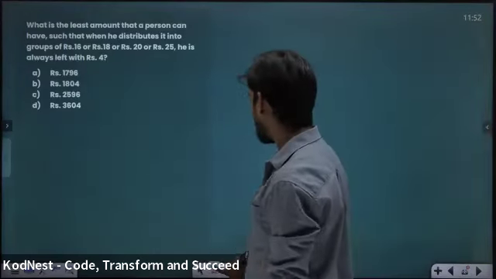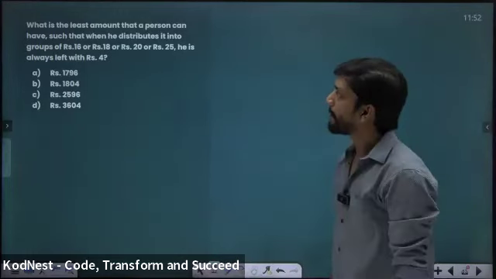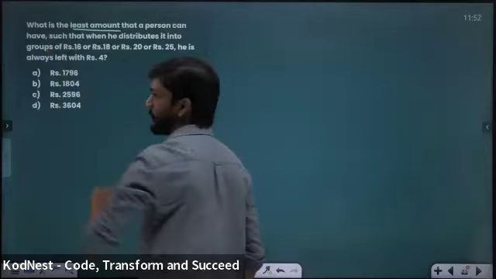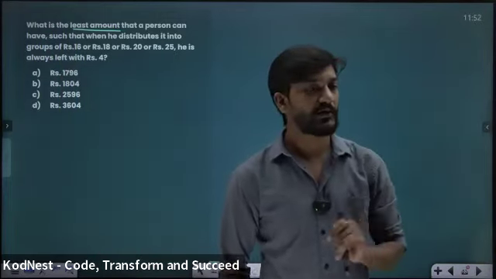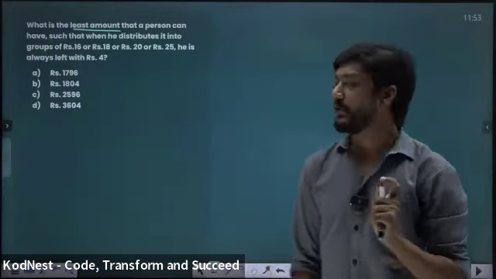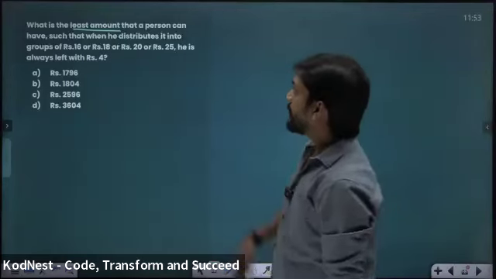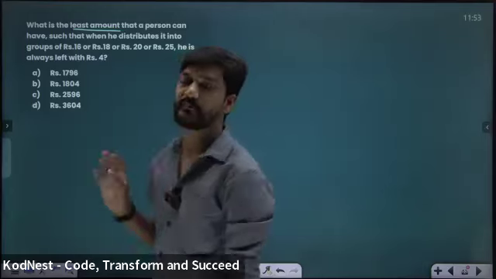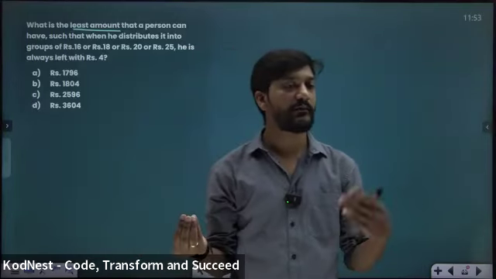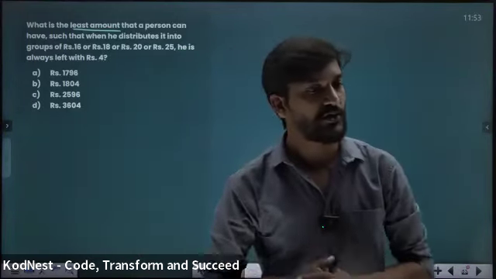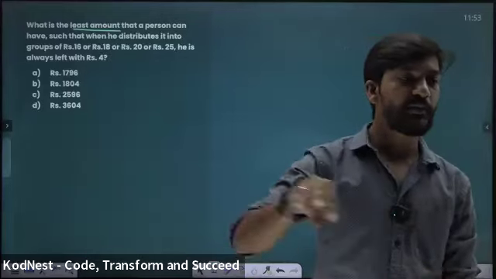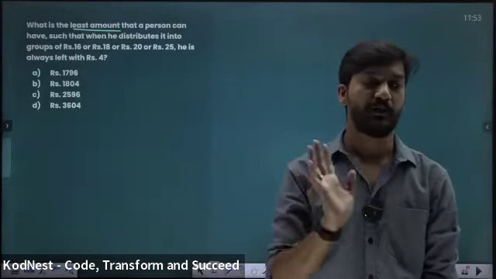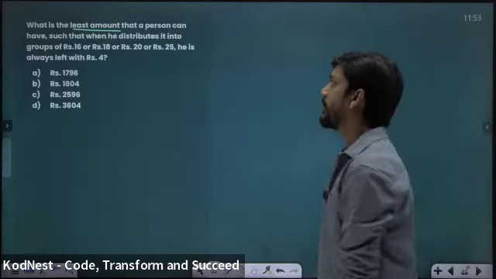All right. So question was this. Least amount, okay, that value will be a number, right? Least amount a person can have such that when he distributes or divides, means the same thing, yes or not? If I distribute, that means I am dividing, yes or not? Okay, so distribute here means divide.